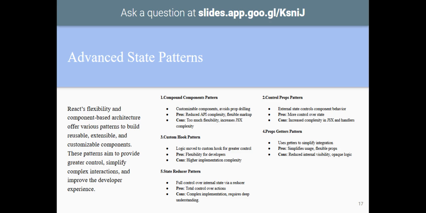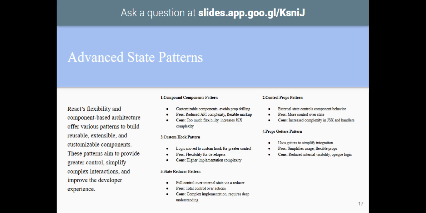Next, we have the props getters pattern. Prop getters are used to simplify integration with other components. They allow for flexible and dynamic passing of props to child components, which can be useful in certain advanced use cases. The pro is that it simplifies usage and provides flexible props, whereas the downside is that it can obscure the internal logic of components, making it hard to understand.